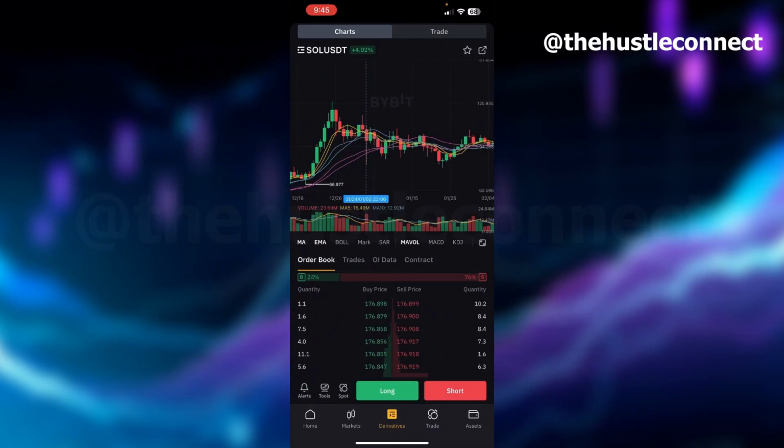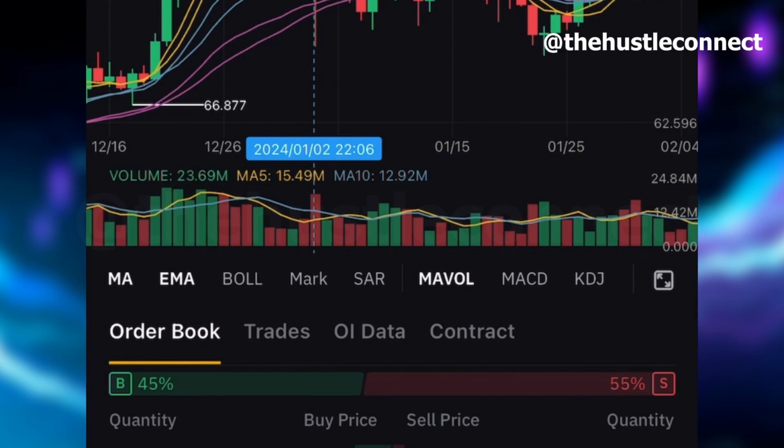Now, swiping down a little bit, when you look closely at the base of the chart, you're going to see something like MA, EMA, BOLL, and the likes of them. What exactly do all this mean? These are called indicators. These indicators will help you analyze the market before taking a trade. And we have different types. We have the MA, which is called moving average. We have the BOLL, which is called the Bollinger Band, and the likes of them. We have the EMA, the MACD, the SAR, the MAVOL. Currently, my moving average is on, my EMA is on, and my MAVOL is on.